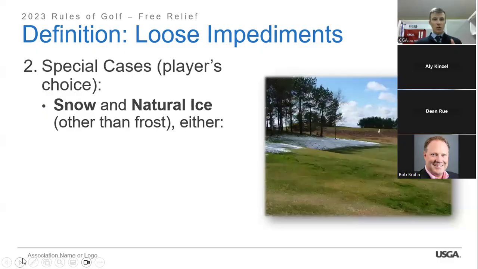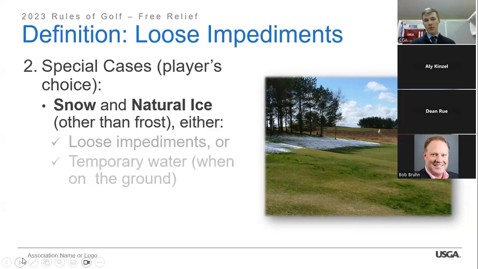Another special case, snow, natural ice. We see a lot here in Colorado, especially this time of year where a lot of the course is thawed out. A lot of course gets a lot of the sun, but just those shady parts still stay snowy and have sort of ice on top of them. Those conditions can either be a loose impediment or temporary water. So you can either be removing that from around the ball, or you can just get relief entirely from that. And we'll cover how we get relief from temporary water a bit later on, but it's just going to be your nearest point of complete relief.